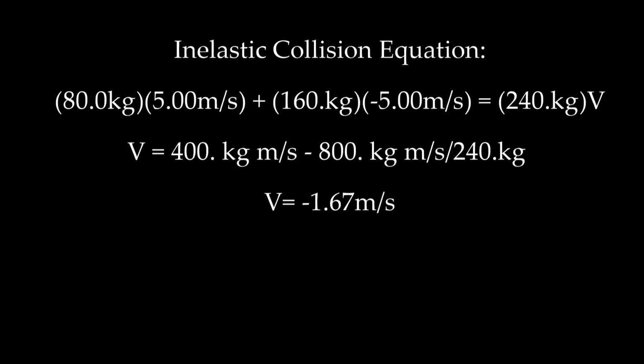So just like in previous equations, we move the 240 down to the other side, which means you have to divide that entire side of the equation. And so the result would be 400 kilograms meters a second minus 800 kilograms meters a second. And then you take that entire thing and divide it by 240 kilograms, which will give you a velocity of negative 1.66 meters a second repeating. And we round that to 3 sig figs, which would be negative 1.67 meters a second.